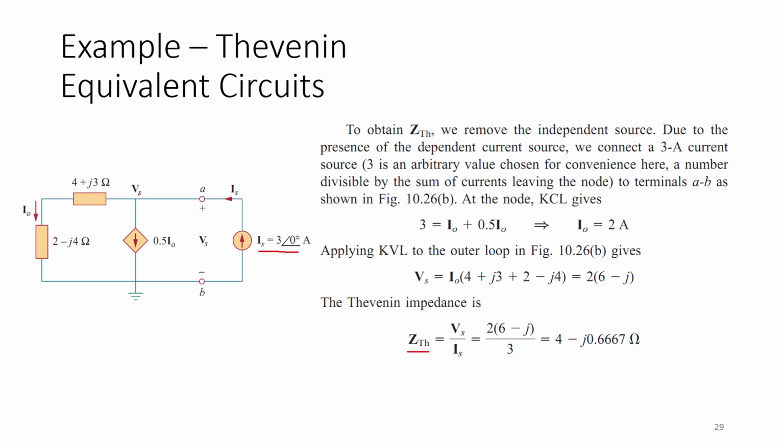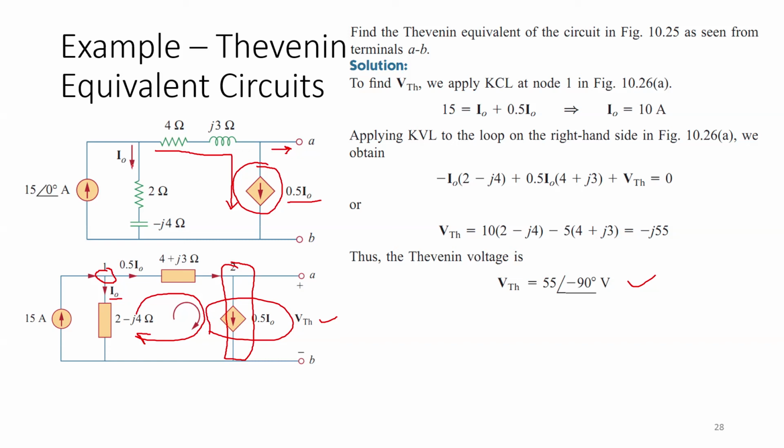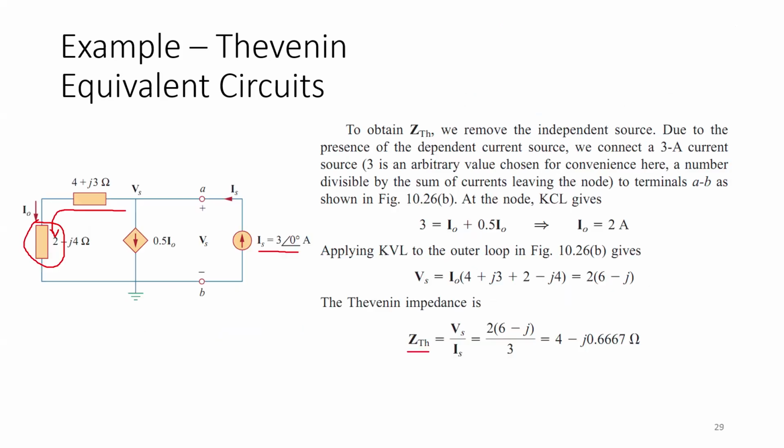This 3 ampere is entering at this node, 0.5 I naught is leaving at this node, and I naught is flowing here because we are already given that I naught is flowing in this branch in our question. So that is why we can simply write the KCL equation at this node. This is 3 equal to I naught plus 0.5 I naught, and from here we get I naught equal to 2 ampere.